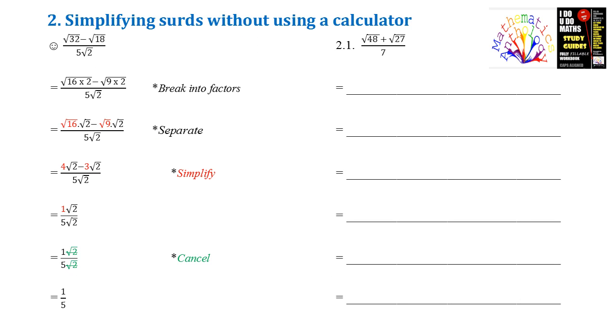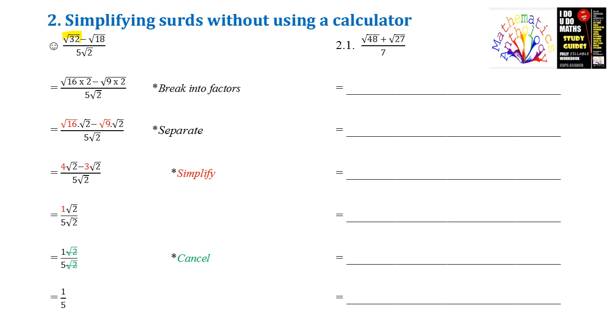Simplifying surds without using a calculator. Right, this is where it gets exciting. So we have the square root of 32 minus the square root of 18, all over 5 root 2. Now how do we simplify this? We need to break up each surd.